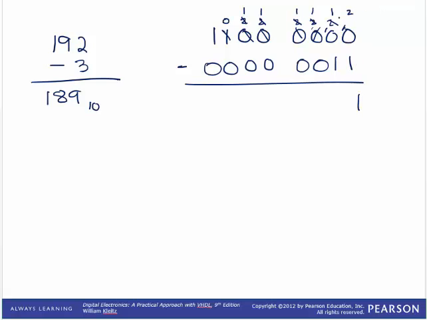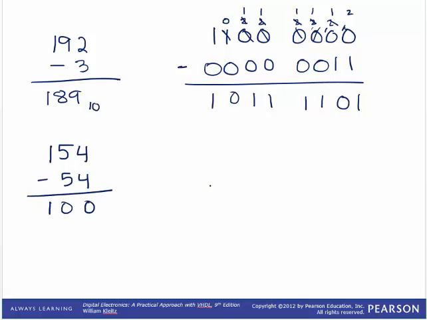So 2 minus 1 is 1. 1 minus 1 is 0. That's 1, 1, 1, 1, 0, 1, and that's the answer. And that should come out to be 189 in base 10, and I do believe it does. Let's try one more just for the fun of it. 154 minus 54. That answer should be 100, which is a 4.